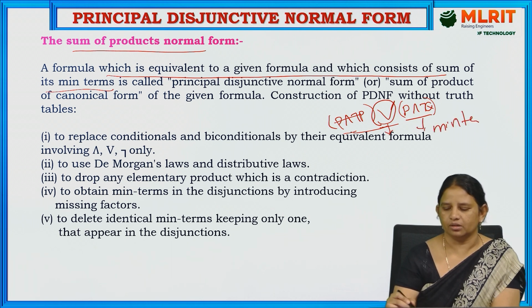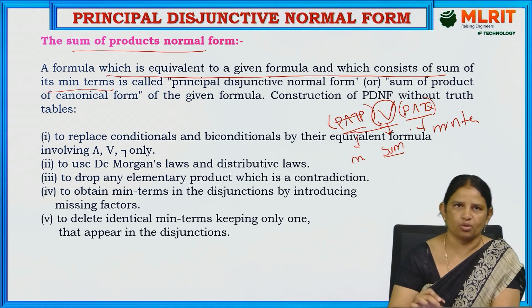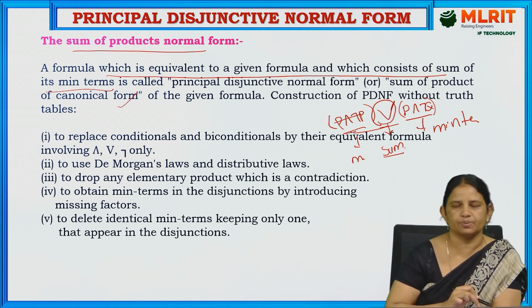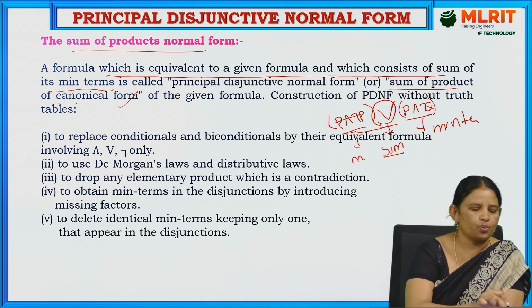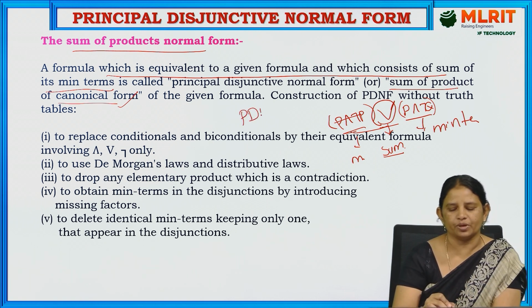This is a minterm. This is a minterm. These minterms are connected by using the symbol called sum. Then the sum of minterms is called the principal disjunctive normal form, or the sum of products canonical form. Simply, we can call it PDNF, principal disjunctive normal form.